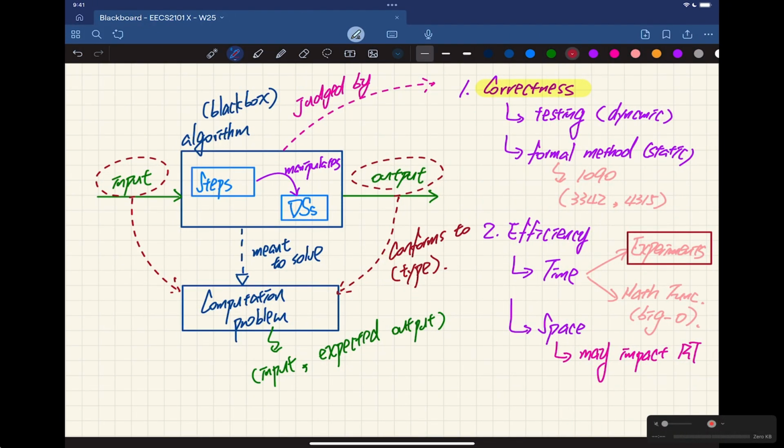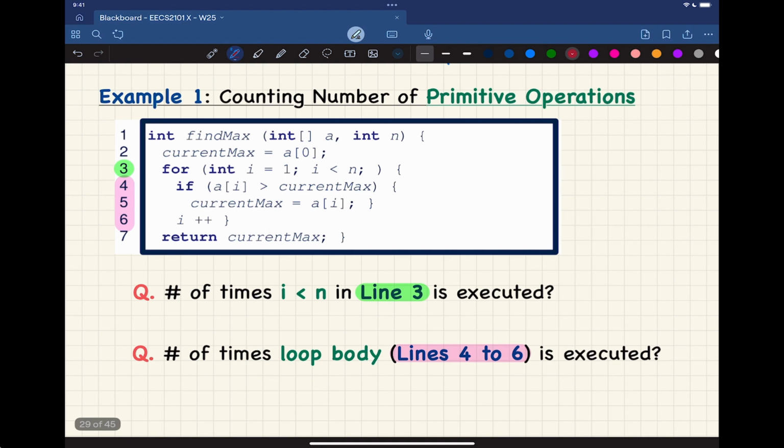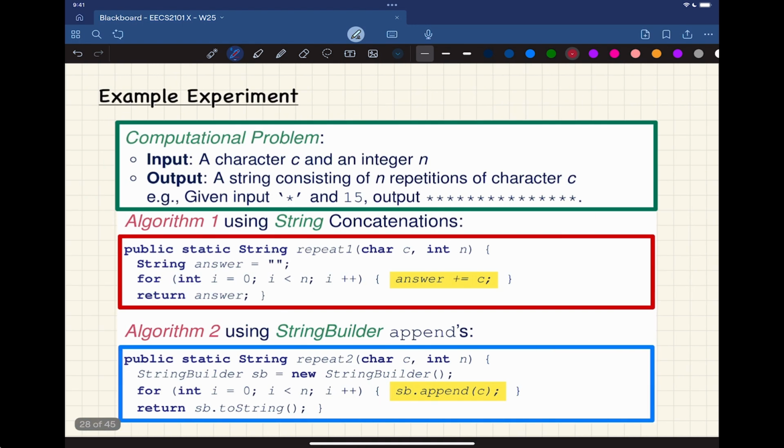Over here. All right. So we got algorithm number 1 and also number 2. Algorithm number 1 is using the concatenation operator for string in Java. So here you can think about this can be rewritten as answer equals answer plus C. That's what plus equal really means, right? So we can visualize it like that.